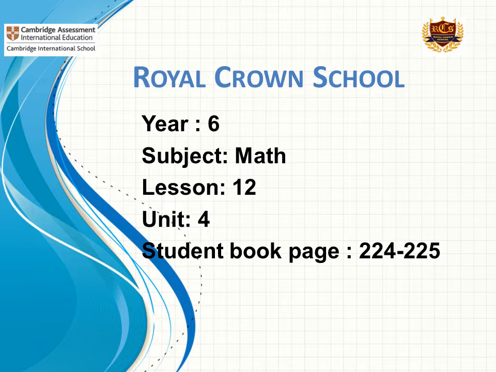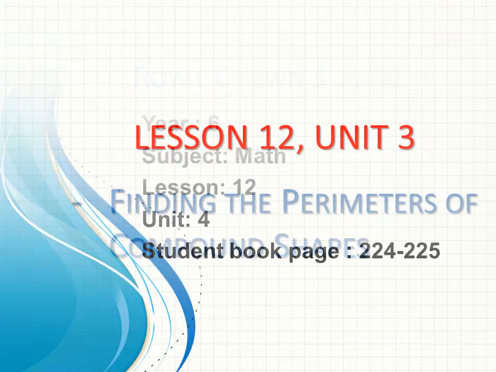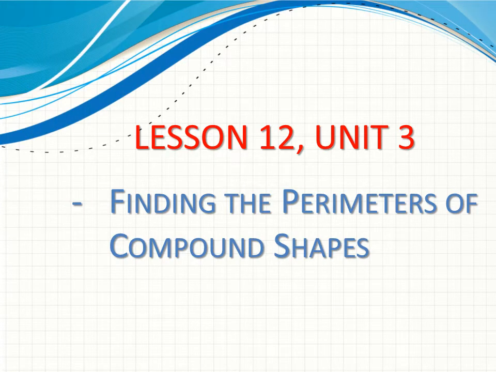Today, we're going to be looking at Unit 4 of our lesson that we've been studying, Lesson 12. Let's get our student book, page 224 to 225, as we have this lesson. We'll be looking at finding the perimeters of compound shapes. Remember, we've been looking at perimeters and we've also seen areas, but then we only looked at perimeters and areas of rectangles and squares. But this time around, we'll be looking at compound shapes. So let's see what it is about.